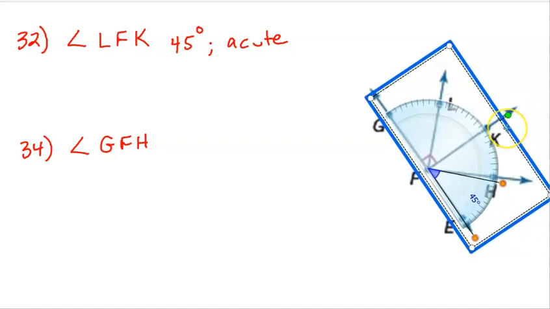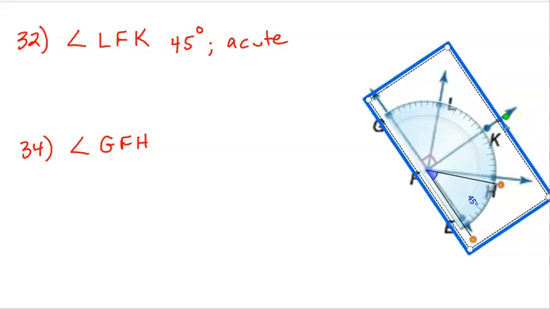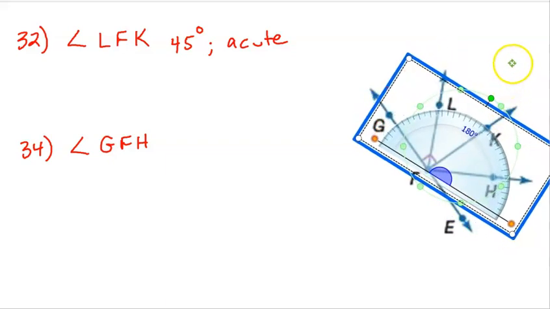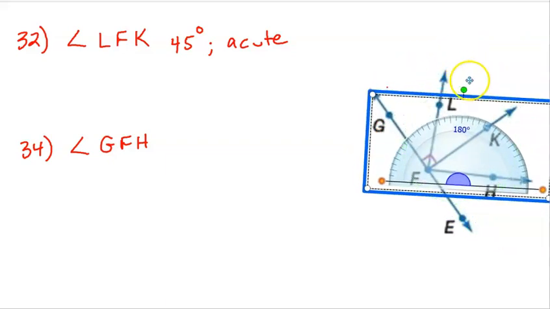Close, I guess. And your protractor has numbers going across the top as well. So GFH, I need to move this over. Sorry about that.